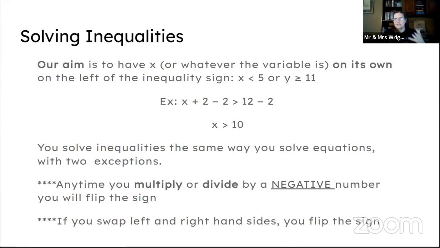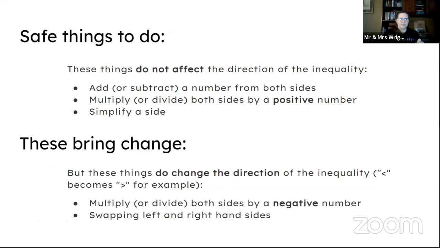Everything else stays the same. So some safe things to do: these are not going to affect the direction of the inequality. If it's greater than, it stays greater than. If it's less than or equal to, it stays less than or equal to. Any subtraction or addition of a number on both sides won't change the symbol at all. Multiplication or division by a positive number is completely safe. You don't have to think about flipping your sign.